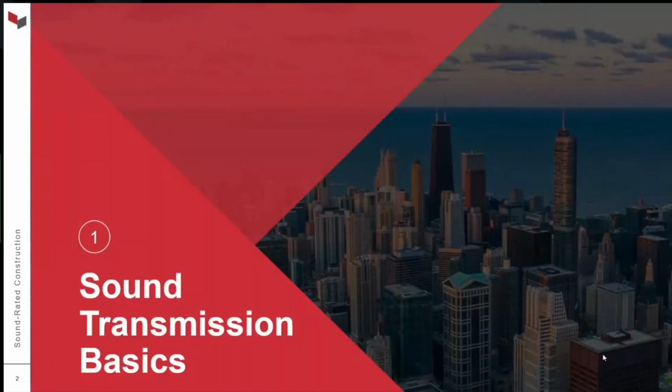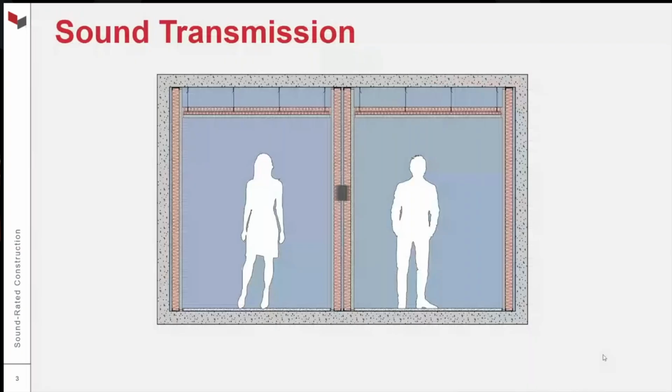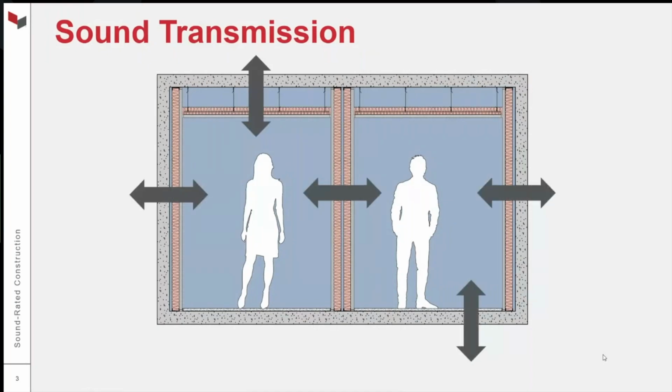So let's start with the basics. What is sound transmission? What are we talking about here? Really, it's what it sounds like: the transmission of sound to adjacent spaces, both vertically adjacent and horizontally adjacent spaces. And we're talking about not only airborne sound, but also impact sound or structure-borne sound.